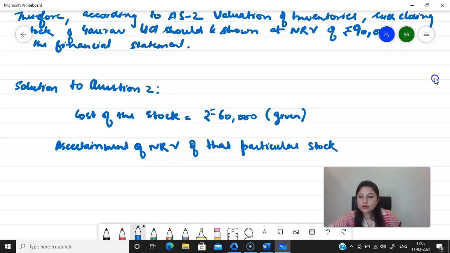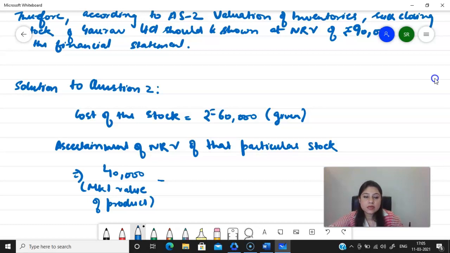So this will amount to, as we can see here, that 40,000 is the cost, right? So this is the market value of that particular product, less the cost that has been incurred on them. So if you remember, how do we calculate the NRV, as we have covered in the conceptual part? So NRV is equal to, let me just cover it here.